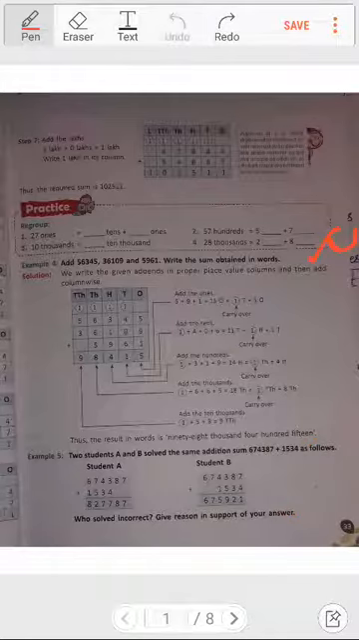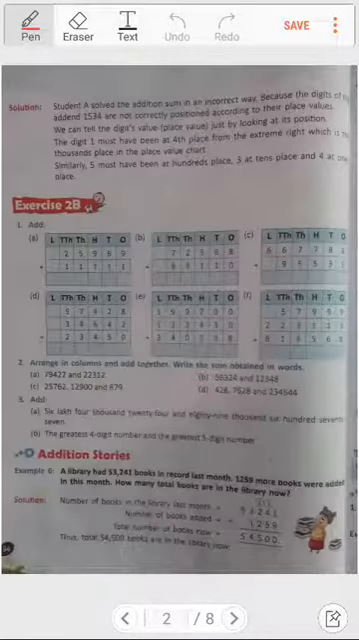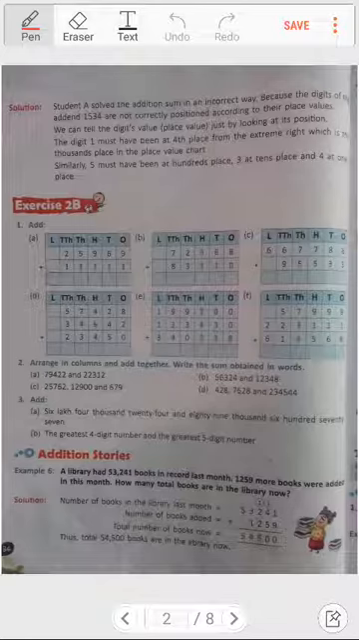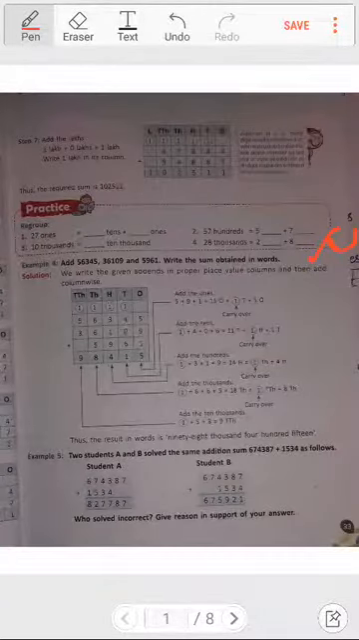So we can go to the next page. The same thing is being said over here. The digit 1 must be at the 4th place from the extreme right, which is the 1,000 place in the place value chart. Similarly, 5 must be at the 100 place, 3 at the 10th place, and 4 at the 1's place. Already I had said that this should be according to place value. That is not done over here, so student A has done it wrong and student B has done it right.